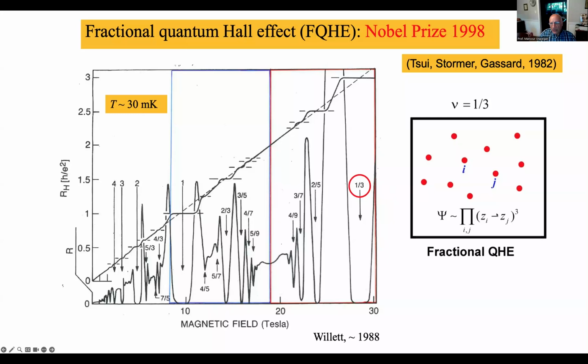It turns out the origin of this is purely many-body. It's an interacting state. The wave function is written here. Pairs of particles avoid each other. Laughlin, who first wrote this wave function, got a piece of the Nobel Prize. It's a very special state, a new state of matter, if you wish. And you notice now that there are more states: 2/5, 3/7, 4/9. So there are many other fractions at which the fractional quantum Hall state is observed.